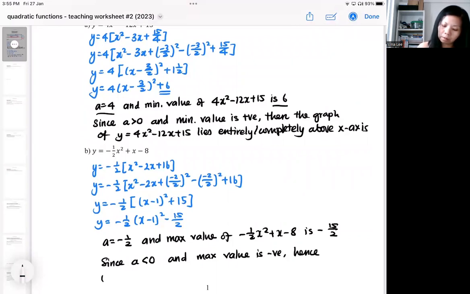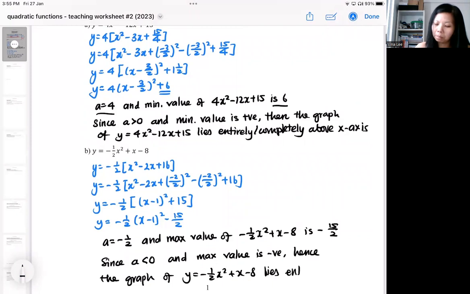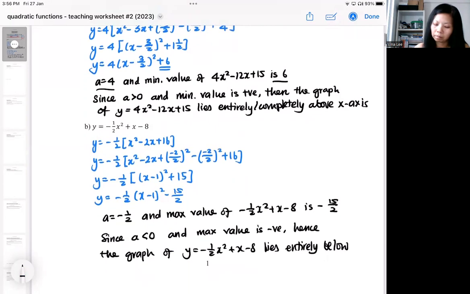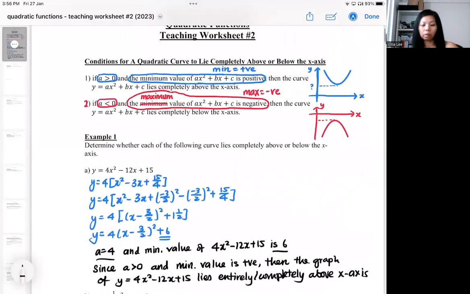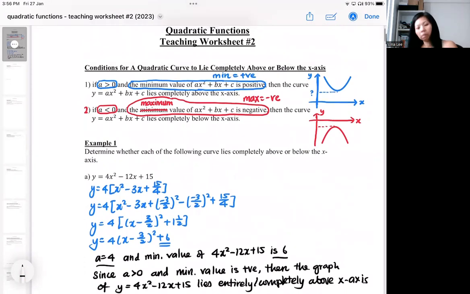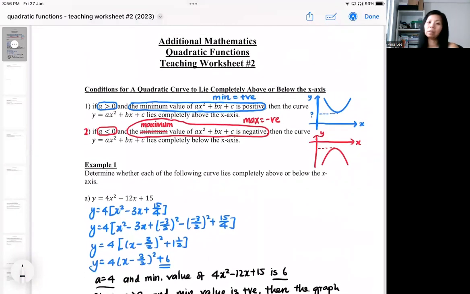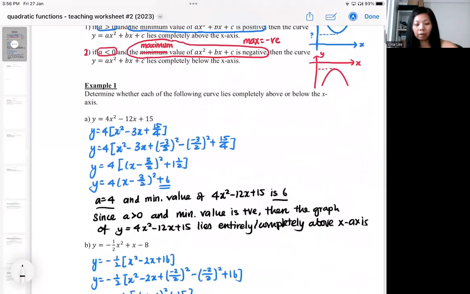Therefore, the graph of this lies entirely below the x-axis. If you fulfill the condition, then we can draw some conclusion on it. So you must remember the idea of this condition. Later on, in the next chapter, we'll revisit this condition again in another format, but the general idea is still applicable.